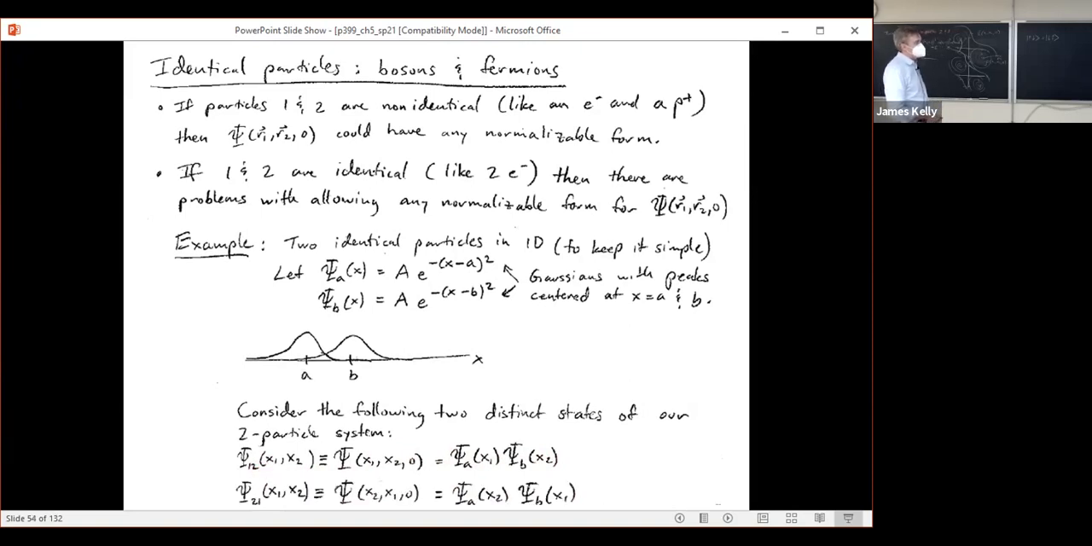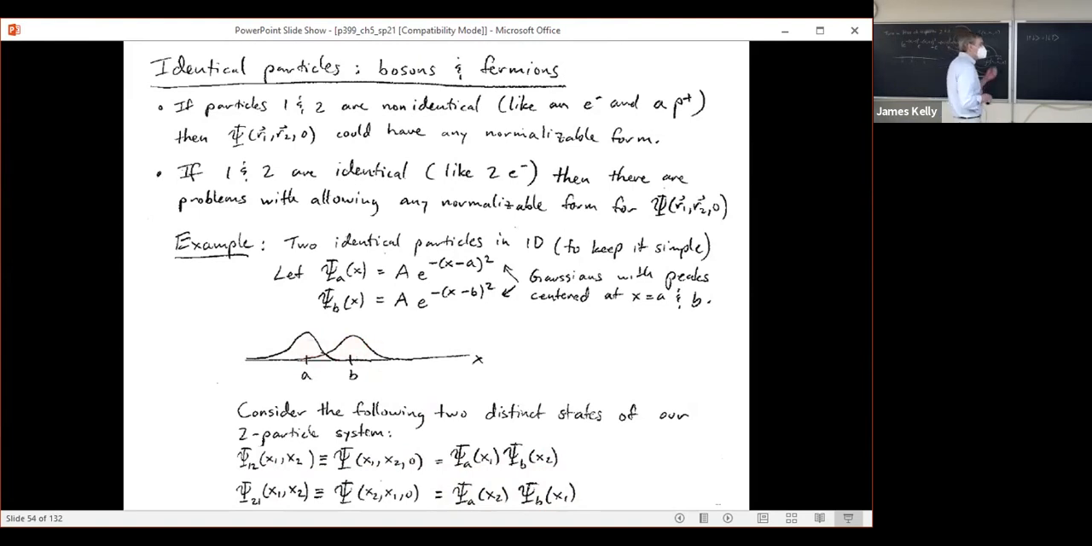Here's another state. I'm going to call this one psi 1. And that is, I put the x2 variable in the first factor, that psi a factor, and the x1 in the psi b factor. So, right, I'm saying in one case, particle 1 was likely to be here and particle 2 is likely to be here, and vice versa for the second state.